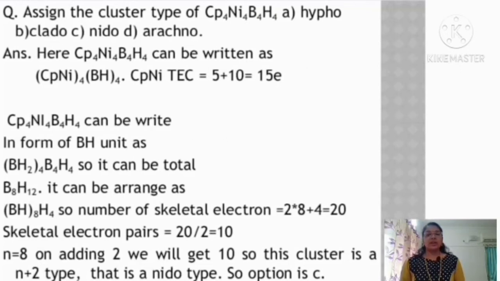So Cp4Ni4B4H4 belongs to a nido type cluster. So option C is correct.